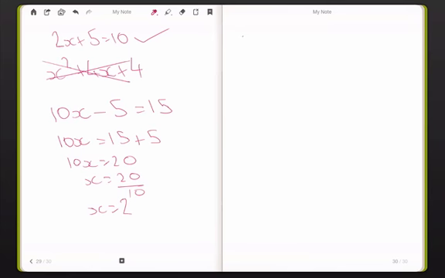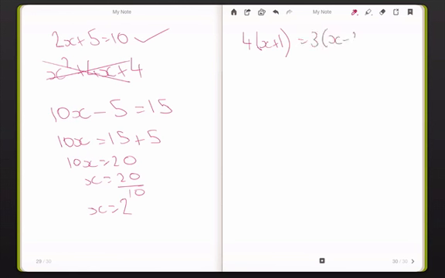Now, what if we had something a little more complicated? Let's look at this. What if we had something like that? First step, expand the brackets. Let's get rid of those. Okay, so we've got 4x plus 4. Remember, we times what's outside by both bits inside, and we do the same here.